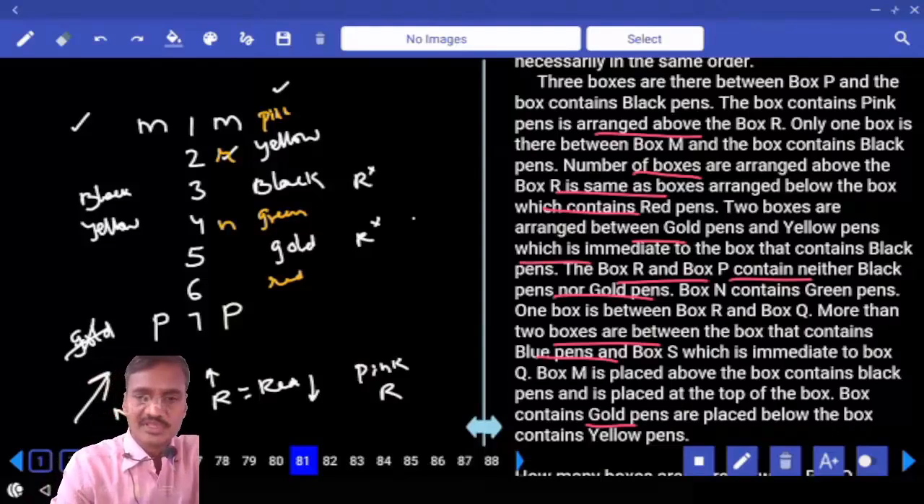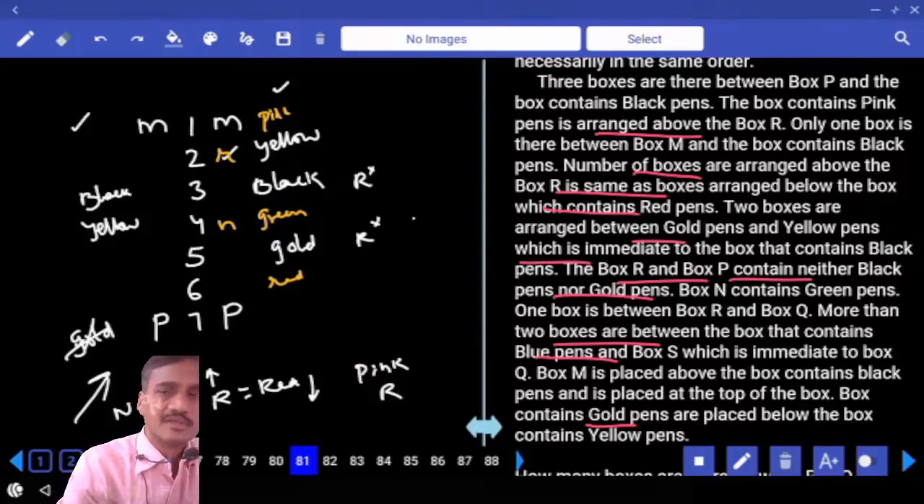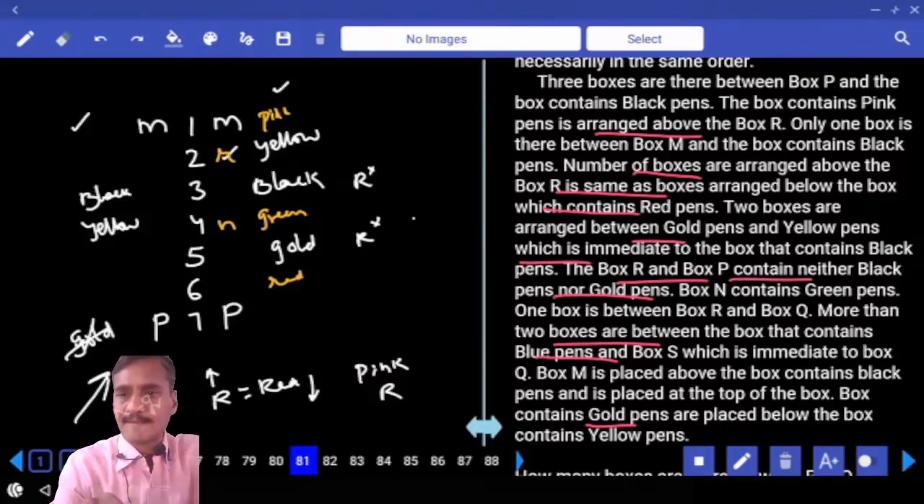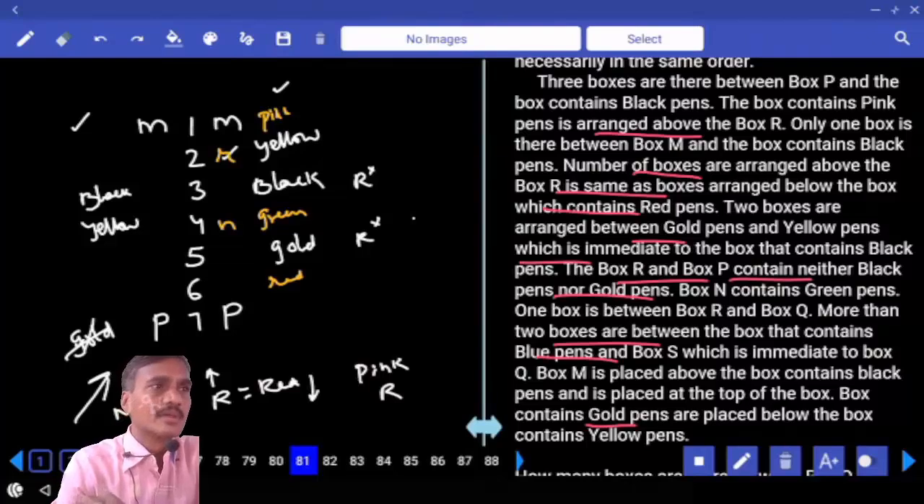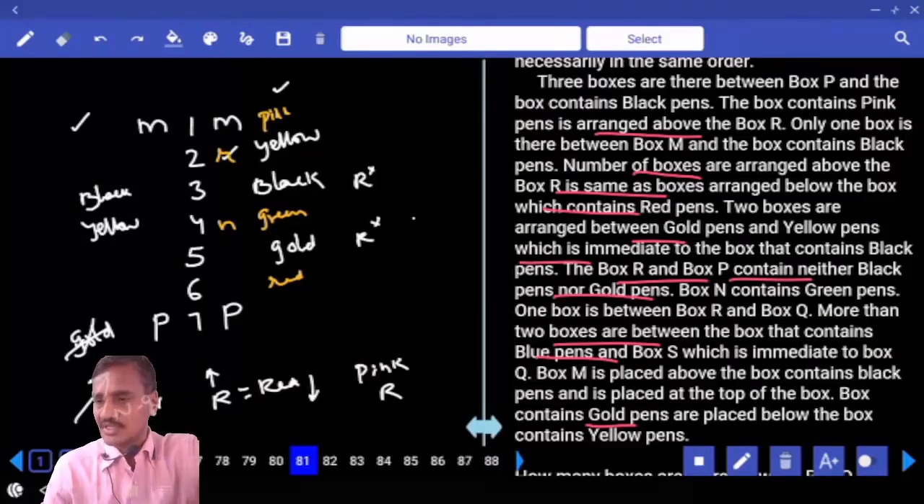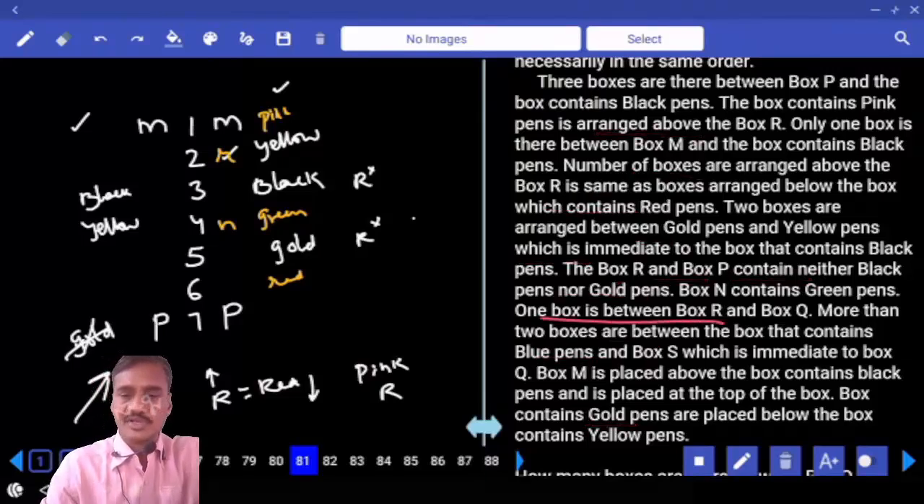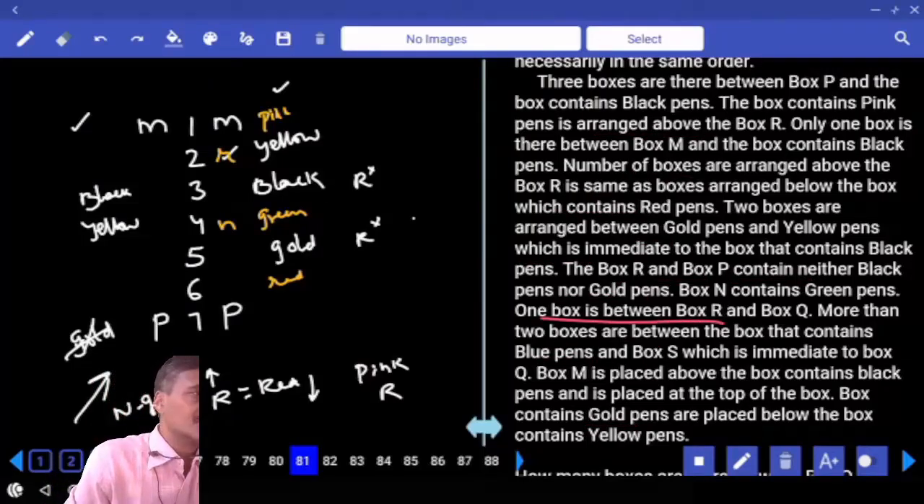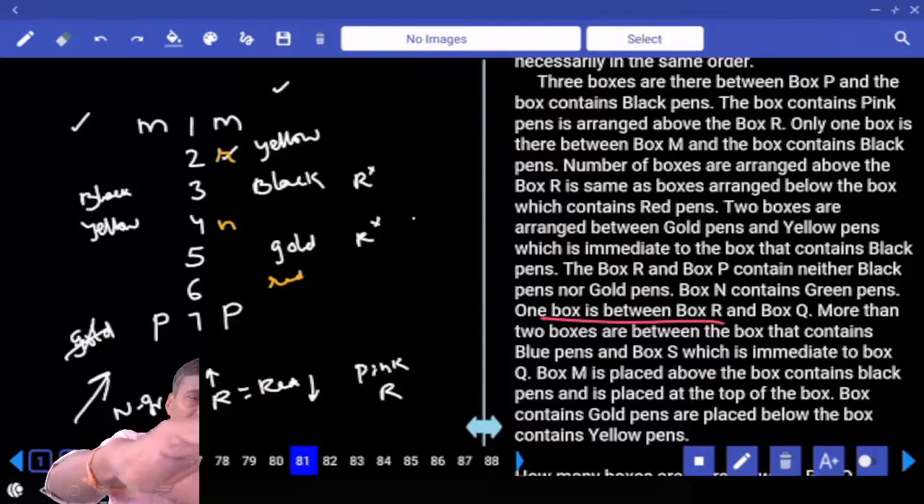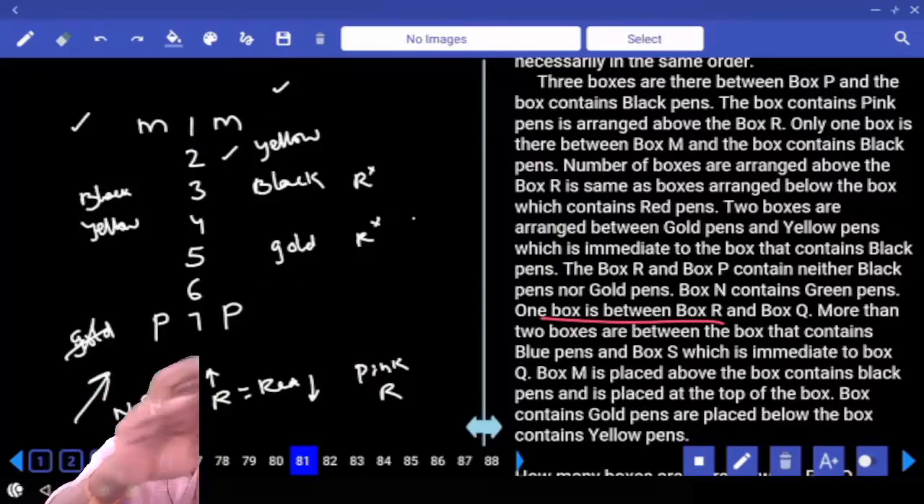ఏదో బ్లూ ఏదో ఉండిపోయింది కదా, పింక్, ఎల్లో, బ్లాక్, గ్రీన్, గోల్డ్, రెడ్ అయిపోయింది. ఇంకా మిగిలిపోయింది ఏంటి? మిగిలిపోయిన కలర్ Q and R. Now in between Q and R, how many boxes we need to have? There is only one box between Q and R. One box between Q and R, is it possible? Not possible. Which implies that R cannot bear the second place. If R cannot bear the second place, then what should the position of this R? R ఎక్కడ ఉండాలి చెప్పండి? R must be at the fourth place.